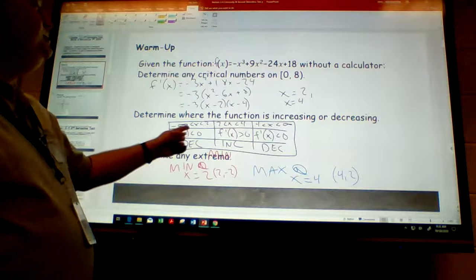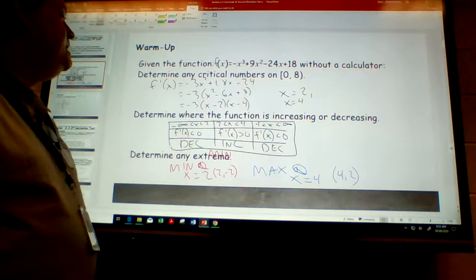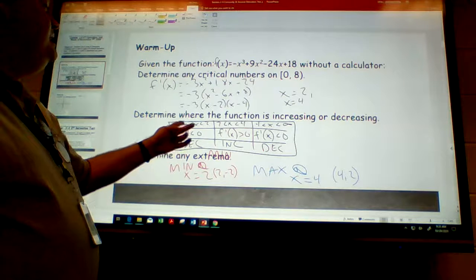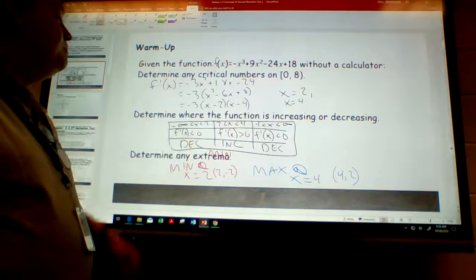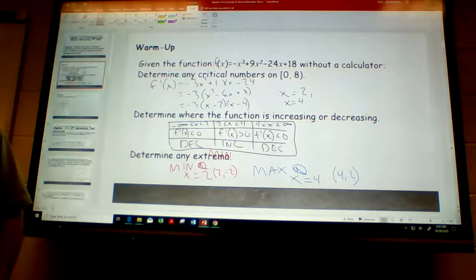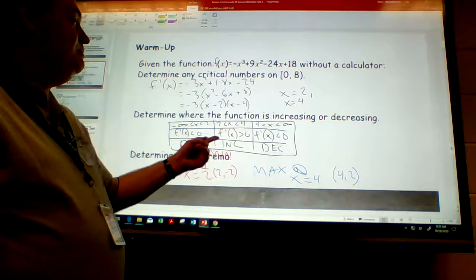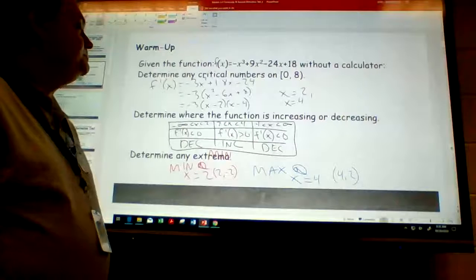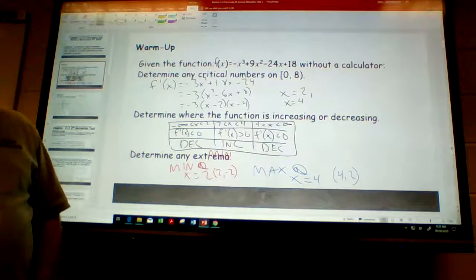Well, what we do here is we take an interval somewhere between negative infinity and 2. I choose 0, to be honest with you. If you plug 0 into f prime, you're going to get a negative number, which means it's decreasing. And then somewhere between 2 and 4, I choose 3, just something simple. You plug it in and you get something greater than 0. That means it's increasing.